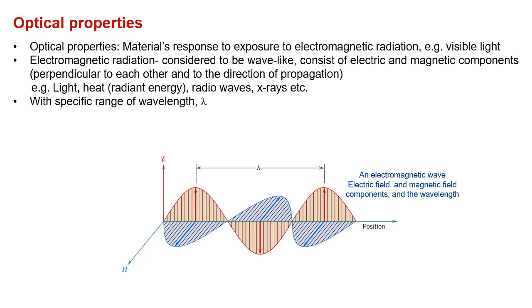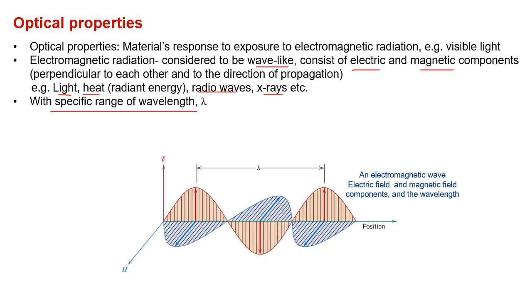Optical properties. The response of materials towards electromagnetic radiation, such as visible light, is known as optical properties. Electromagnetic radiation, considered to be wave-like, consists of electric and magnetic components perpendicular to each other and to the direction of propagation. For example, light, heat, radio wave, and X-rays. The electromagnetic radiation has a specific range of wavelength.